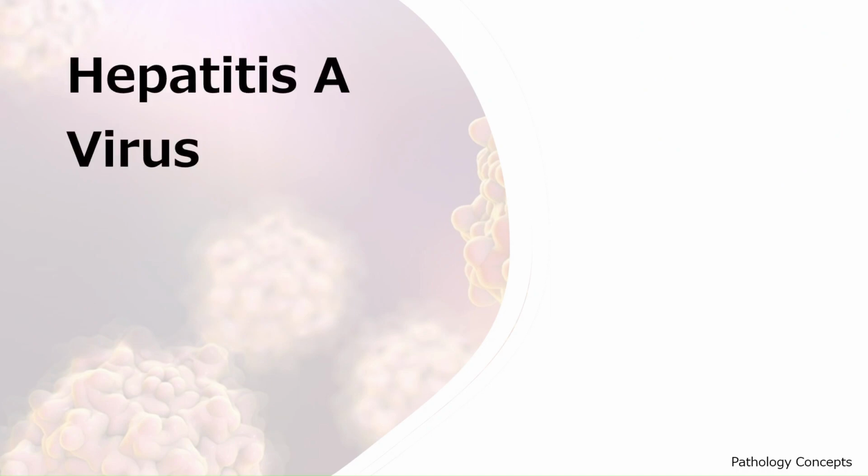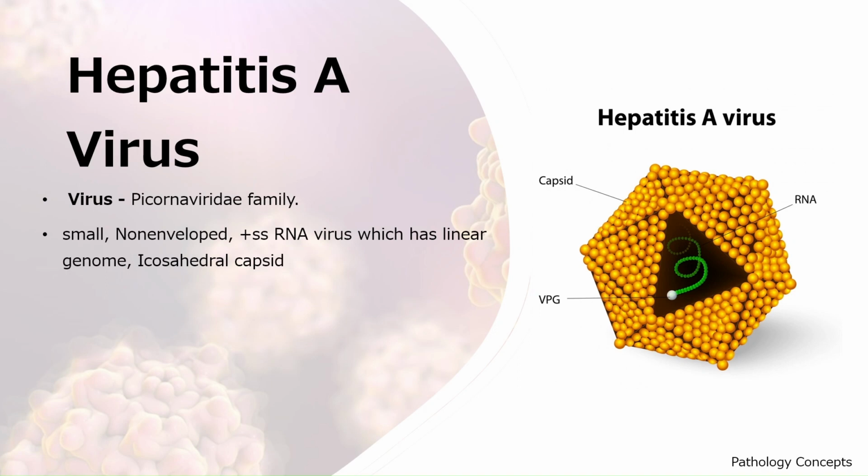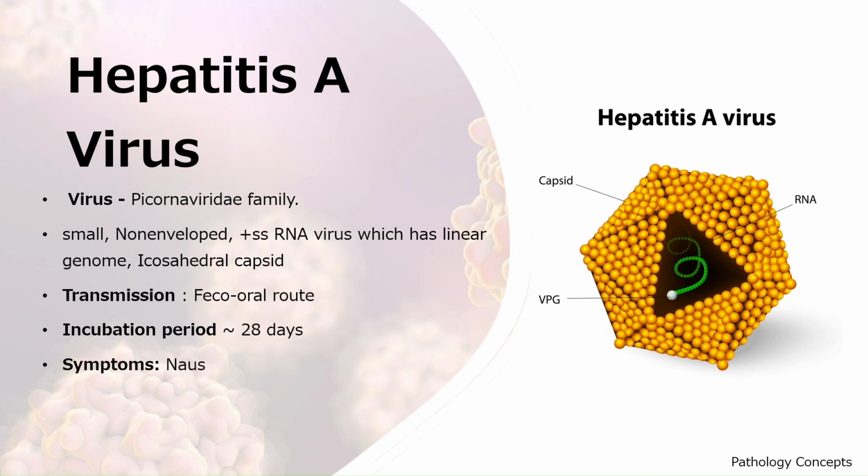Now let's learn about hepatitis A virus. Hepatitis A is a picornavirus of the Picornaviridae family. It is a small non-enveloped virus having positive single-strand RNA with a linear genome. The capsid is icosahedral. Transmission of hepatitis A virus occurs through the fecal-oral route. The incubation period is around 28 days.